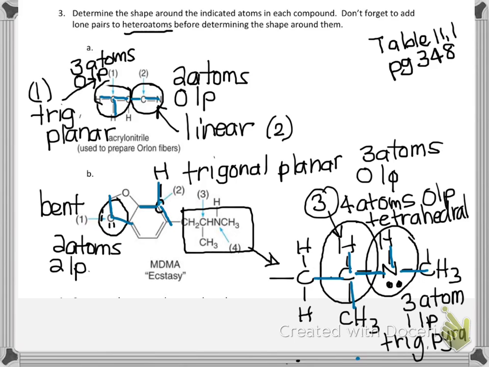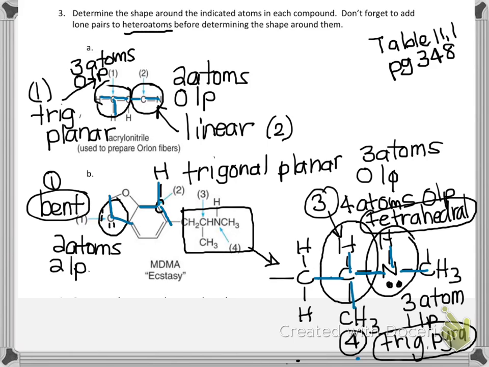So number 3 is tetrahedral. Number 4 is trigonal pyramidal. Number 1 is bent, and there's a lot of them here. And number 2 is trigonal planar.